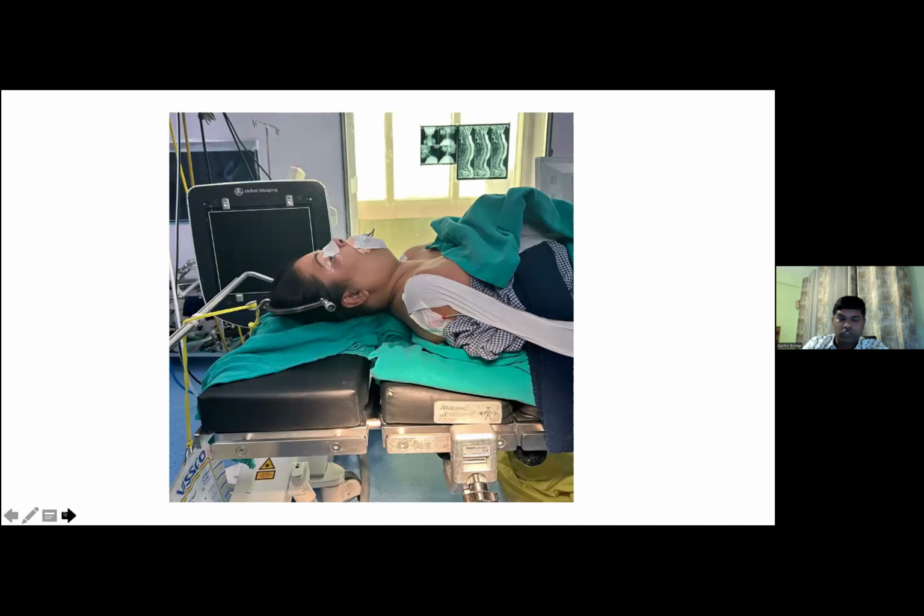This is the position. As you can see, the patient is in neutral position with Gardner-Wells tongs applied for distraction.